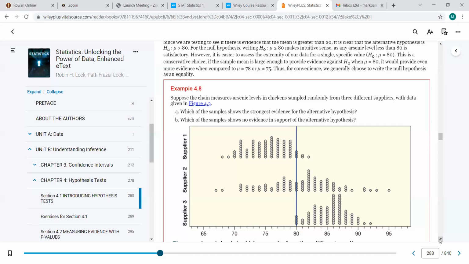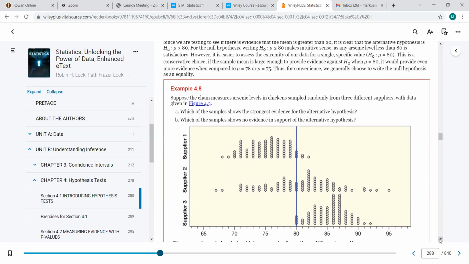Which one provides the least amount of evidence to support the alternative hypothesis that the mean is greater than 80? Which one is it? The least amount of evidence. Is it supplier 1, supplier 2? Supplier 3 provides the most amount of evidence to reject it. Which one provides the least amount of evidence? Supplier 1, right?